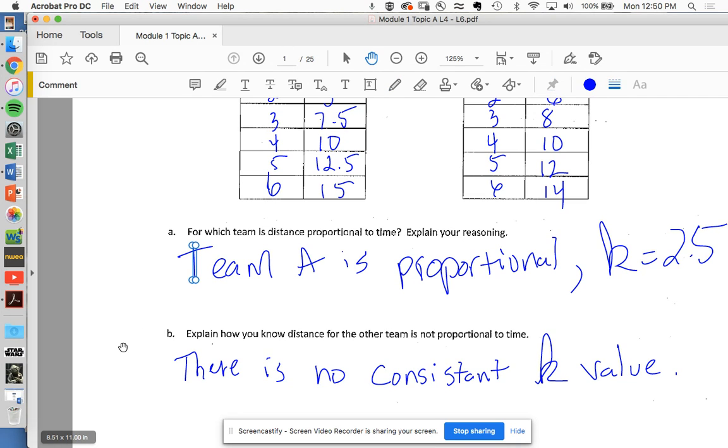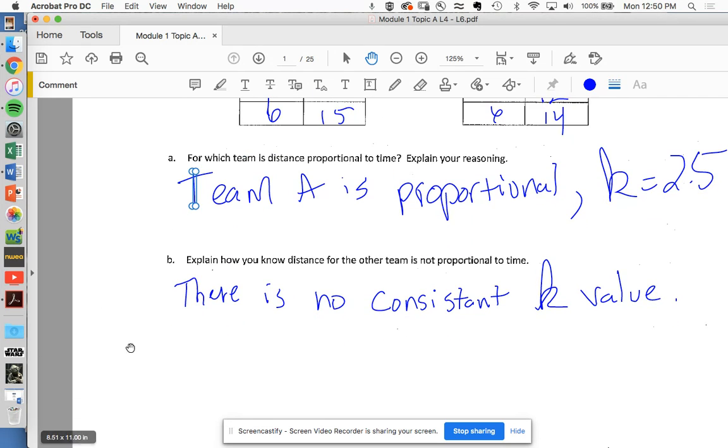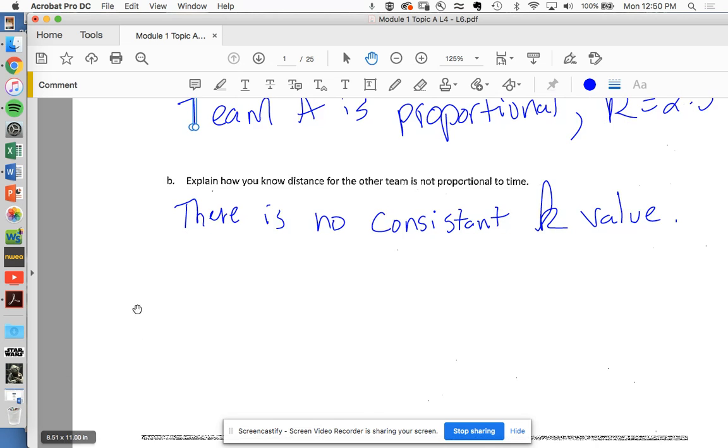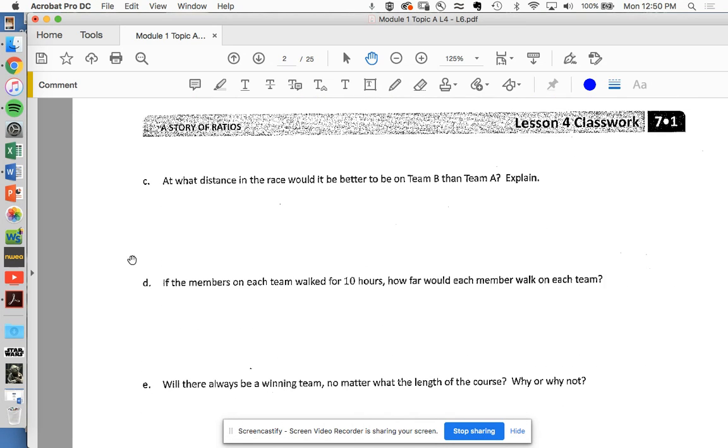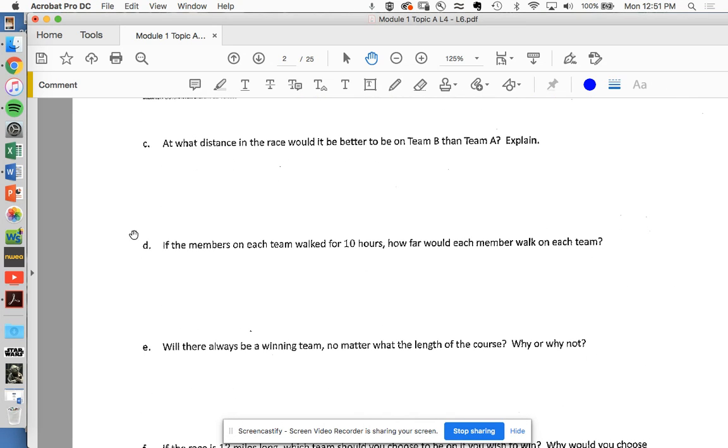Does that make sense? Yeah. Okay. Now, I want to be able to go in there and read this information. So you're going to have to flip back and forth, but I'll have the questions up here. So at which distance in the race would it be better to be on Team B? Now, we want to be in the lead, right? We want to go farther than the other team. At which point during the race, or which amounts in the race, would Team B be better than Team A?